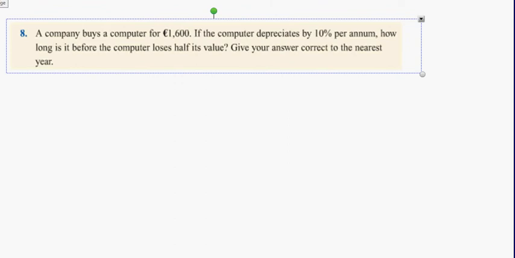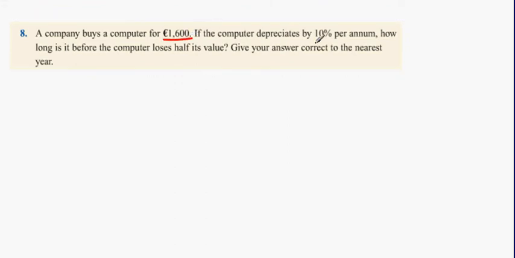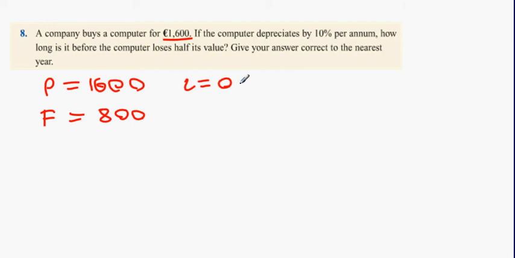Okay, question 8. A company buys a computer for 1,600. If the computer depreciates by 10% per annum, how long is it before the computer loses half its value? Give your answer correct to the nearest year. So if the company buys it, P equals 1,600. Its final value has to be 800 because it loses half its value. i equals 0.1, and we're trying to find the t value.